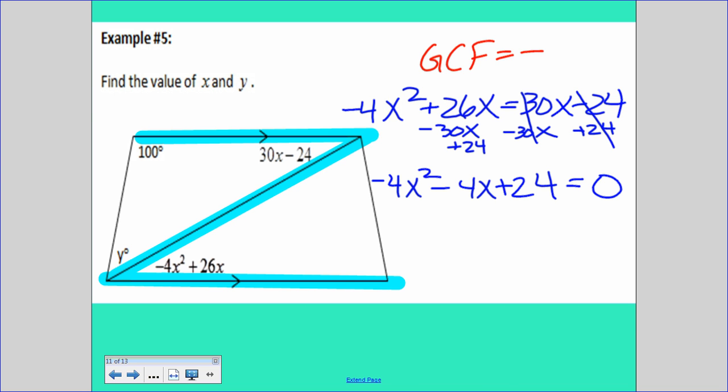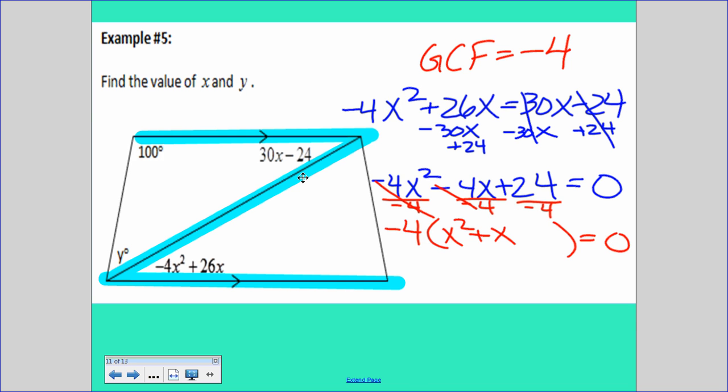Negative. There's a negative out front. When there's a negative out front, it's part of your GCF. So I am going to bring my negative 4 out front and divide everything by negative 4. So then what do I have left after I divide by negative 4? Eduardo, what do I have left? X squared plus x minus 6.